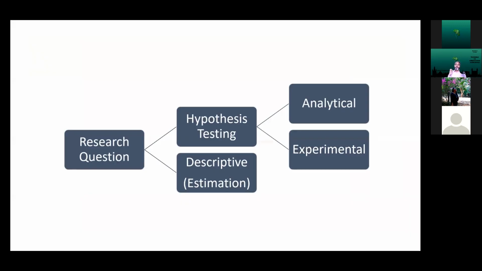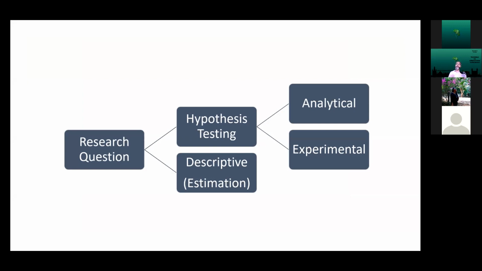The research question usually is of two types. One type has hypothesis testing involved, and it has two types of designs: analytical design and experimental design. Clinical trials are clearly an experimental design. However, the analytical designs also have a hypothesis. For example, is the prevalence of diabetes more in urban areas than rural areas? There could be a hypothesis for that.